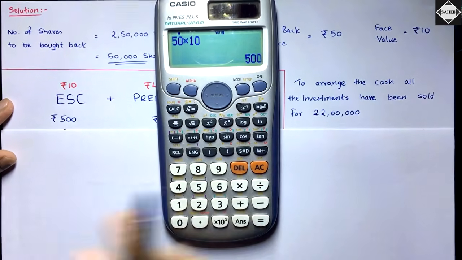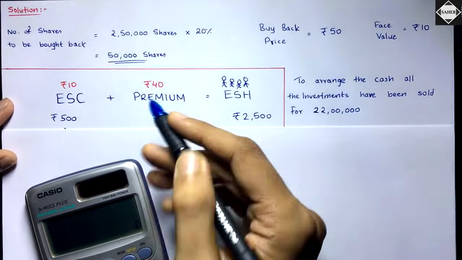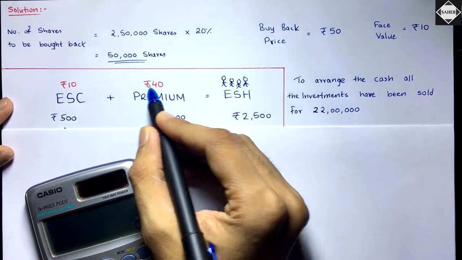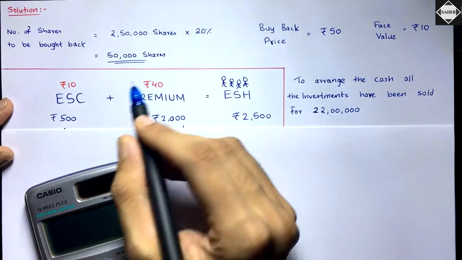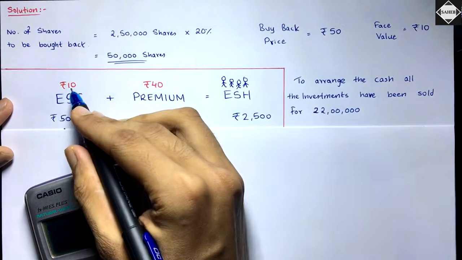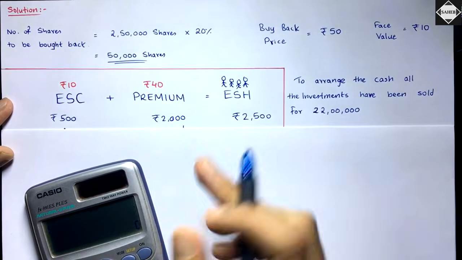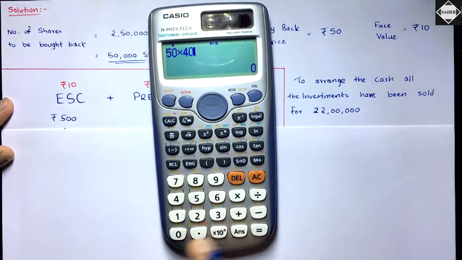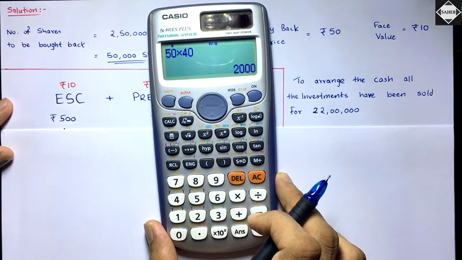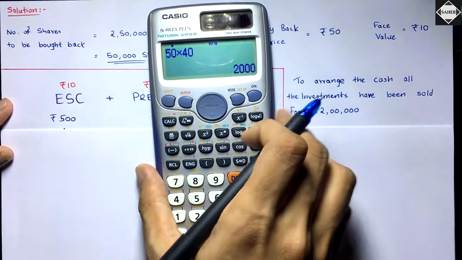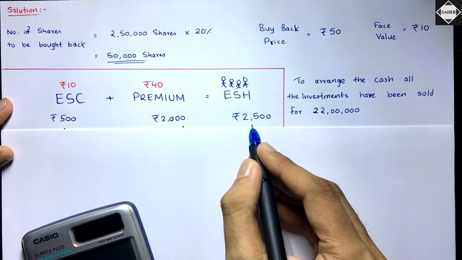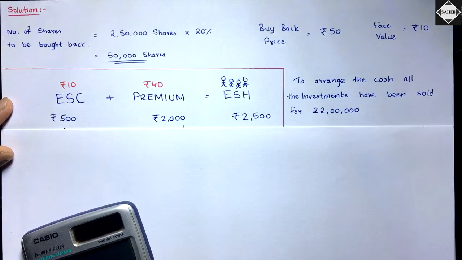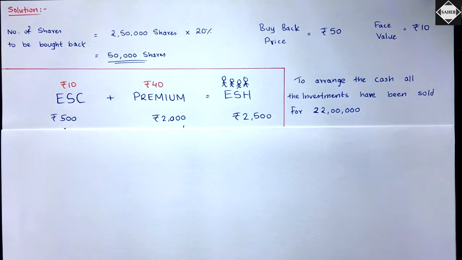500 means 5 lakh. Next we have premium, which will be paid over the face value, that is rupees 40. How did I get this rupees 40? See, it's very simple. 50 rupees buyback price minus the face value. The extra thing is rupees 40. So 50 into 40, that is equal to 20 lakh. 2000 means 20 lakh, right? So in total it is 25 lakh which will be paid to equity shareholders. Is that clear? Right.